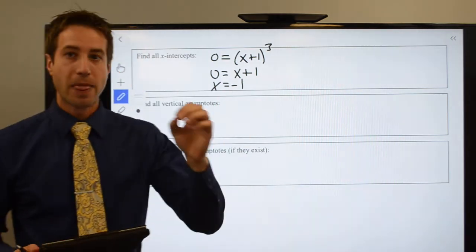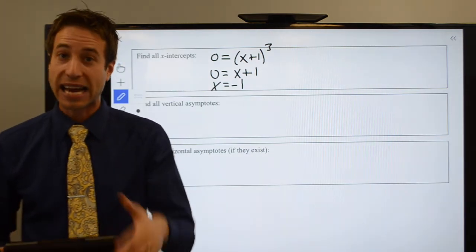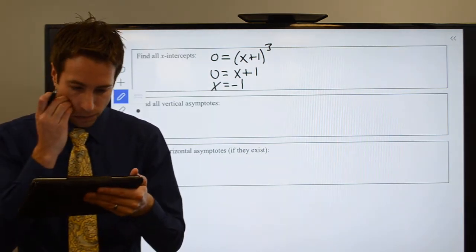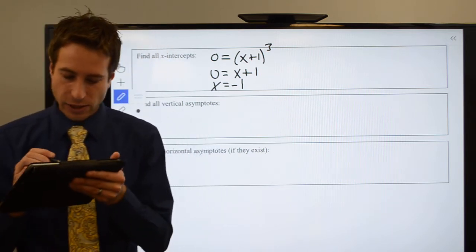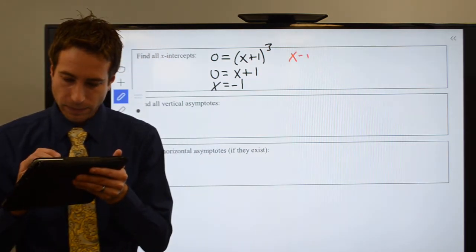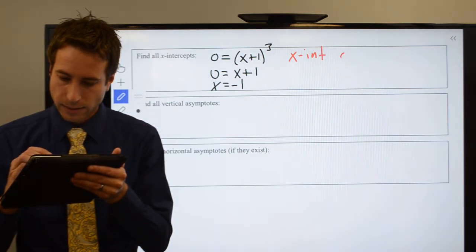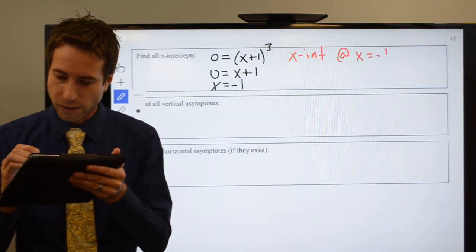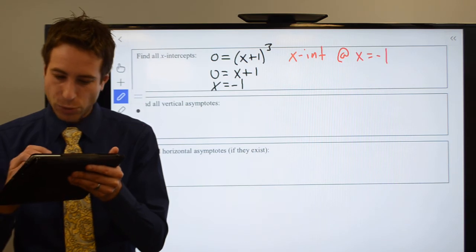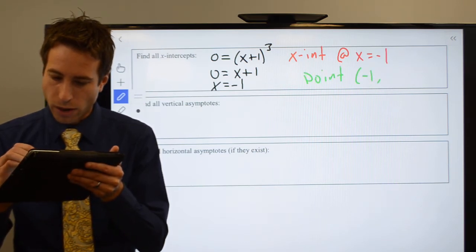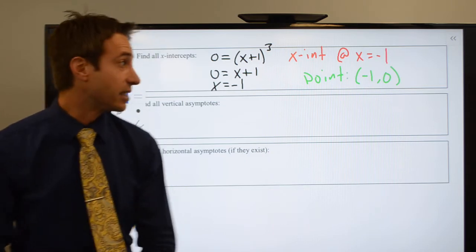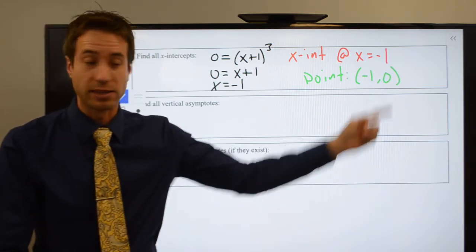I have an x-intercept at x equals... wait, did I write that correctly? Yeah, so I have an x-intercept at x equals -1, and that happens to be the point (-1, 0), right? It's 0 because I made y 0.